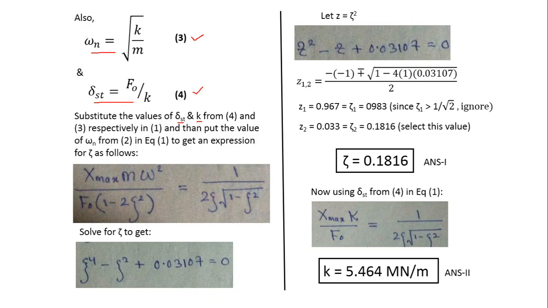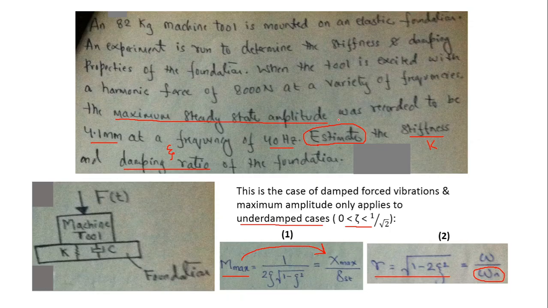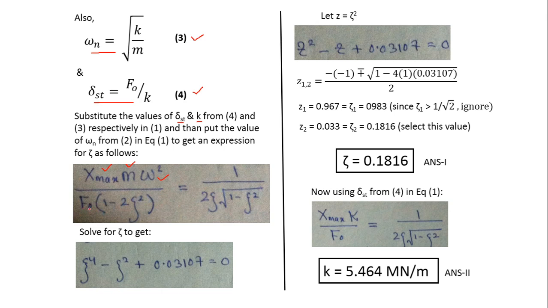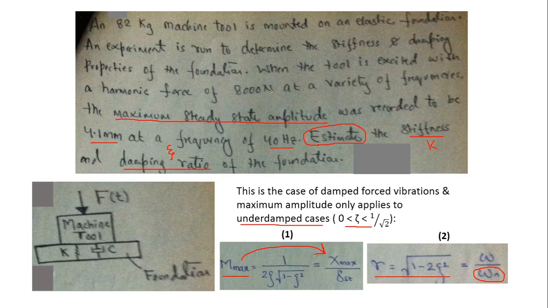So from this equation, we're going to again substitute the value of omega n in equation 1, and finally we will get rid of all the unknowns, and we're going to get the expression of zeta in terms of all the known variables of our problem, that is x max, which is 4.1 millimeters, m, the mass of the machine, is 82 kilograms, omega is also given, so it is 40 hertz, f naught is given, that is 8000 Newton.